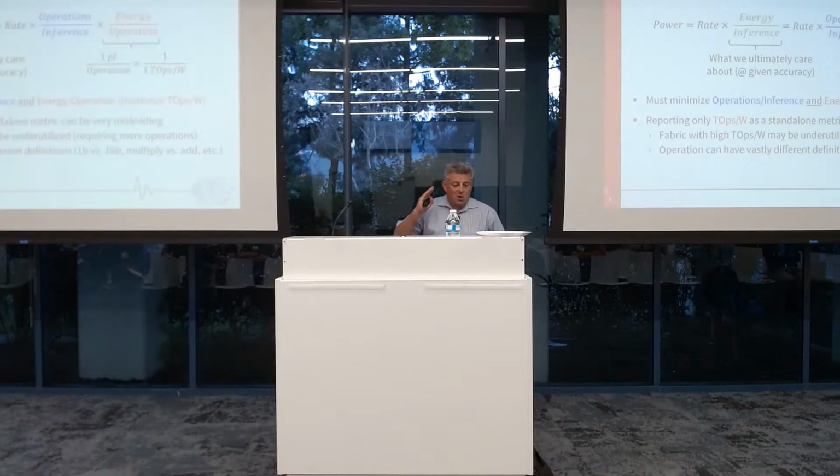Now, I can decompose that number, as shown on the right, into how many operations I did per inference, and how much energy each of these sub-operations took, right? And so what becomes very obvious then is if I want to do well in the metric that I care about, I have to minimize this product.